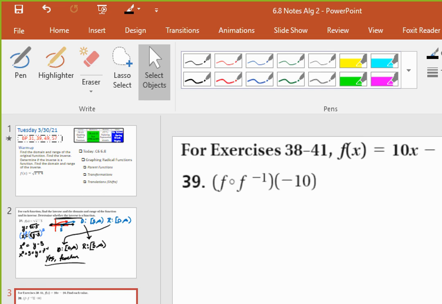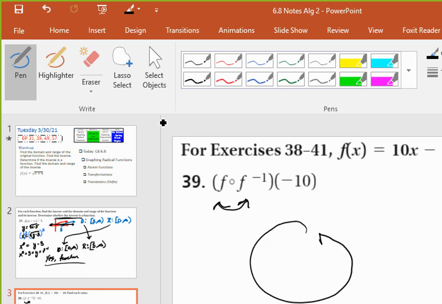All right, 39. So find each value. So this is probably the easiest one. If I wanted to compose a function with its inverse, that's that thing where it just goes in a big circle and I end up right back where I started with. So the answer to this one is simply -10. And we worked through one example in class showing why it's -10. But if you compose a function with its inverse, you just go in that big circle and you end up right back where you started with.